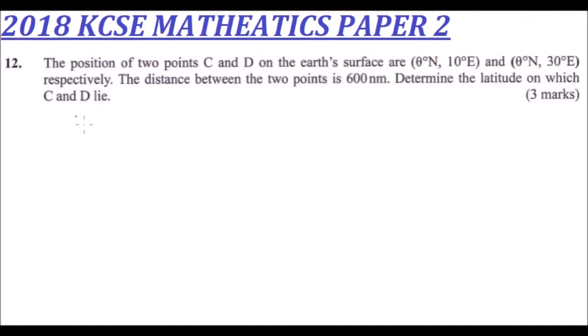So 2018 KCSE Mathematics Paper 2, question number 12. The position of 2 points C and D on the earth's surface are theta to the north, 10 degrees to the east, and theta to the north, and 30 degrees to the east, respectively. The distance between the 2 points is 600 nautical miles. Determine the latitude on which C and D lie.